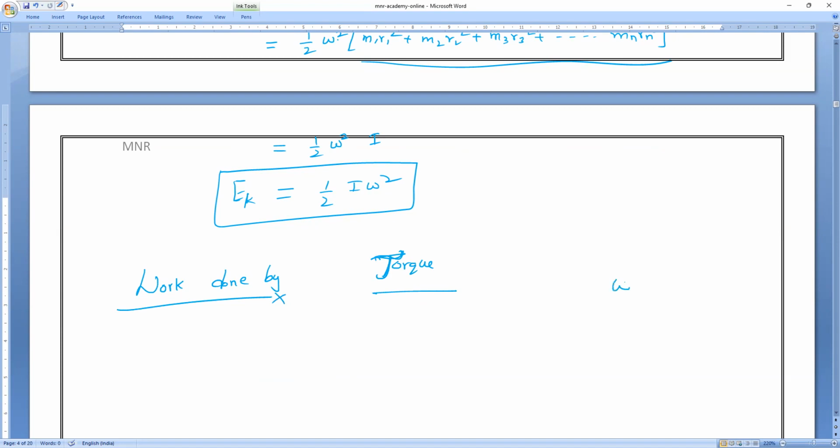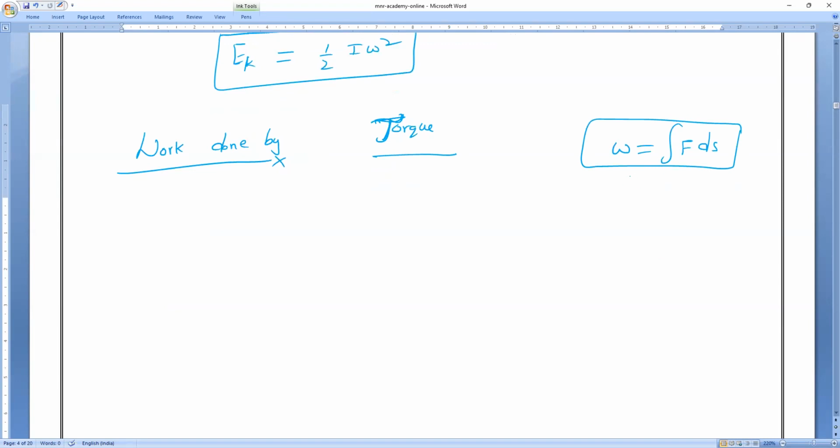Now we all know that work done in horizontal motion is the integral of F into ds. That is the formula for work done. Now we want work done by torque. In angular, rotational motion, F becomes torque, and ds becomes d theta. So the work done by the torque is equal to the integral of tau d theta. That is the formula.